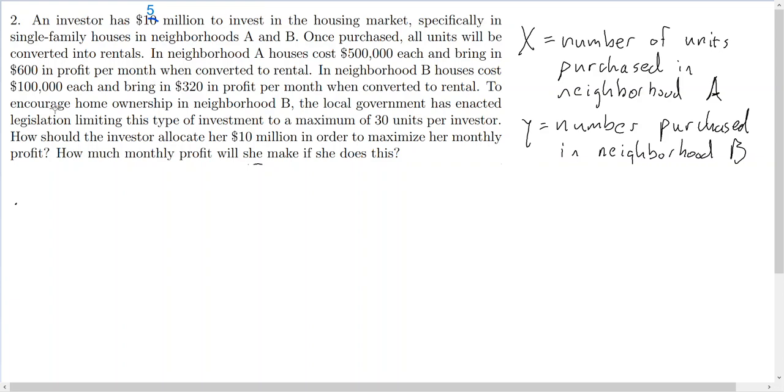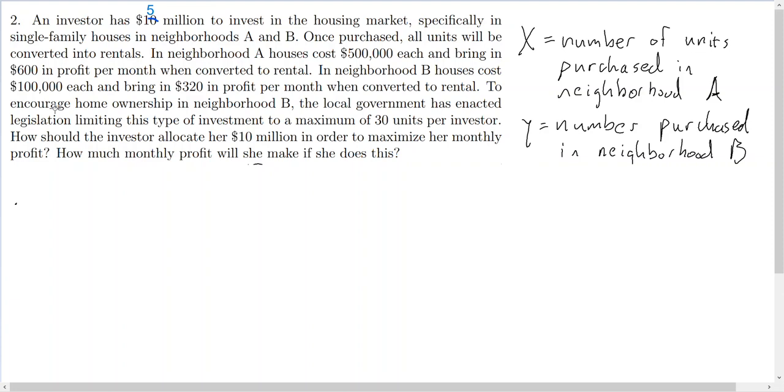Okay, so this is number 2, our word problem that we're going to try using the geometric approach to linear programming. So let's read through it. An investor has $5 million to invest in the housing market. Notice the correction from 10 to 5 I had to make. The original version said 10, but it should be 5 million, so just take a note of that.